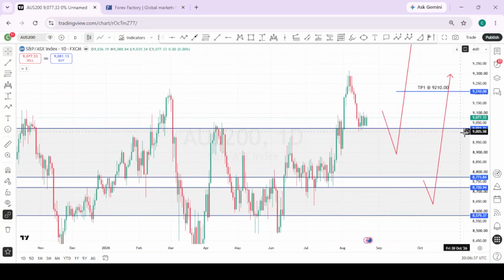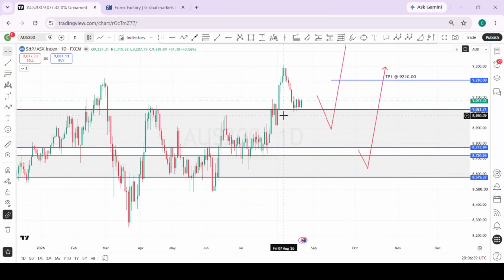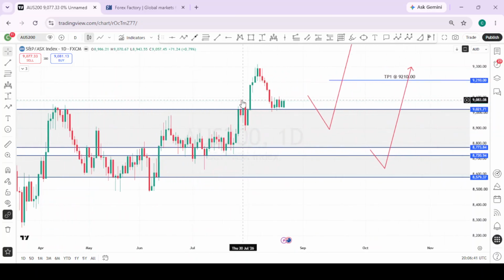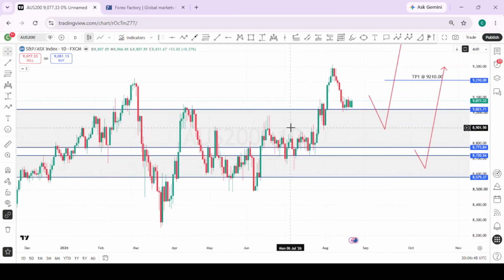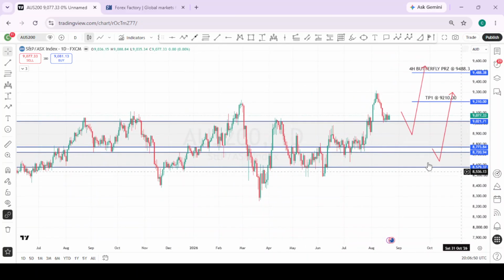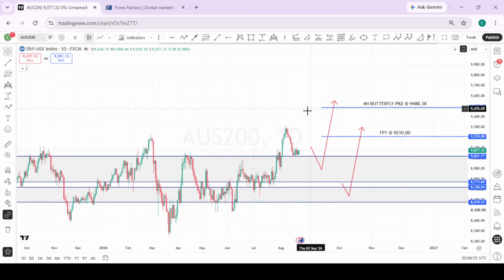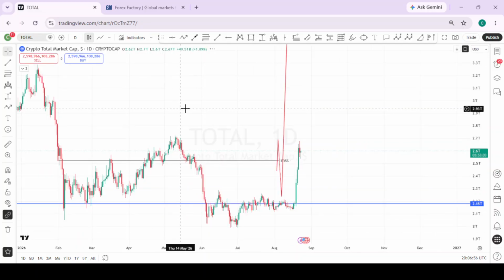This is Australia 200, and for Australia 200, we anticipated that price was going to retest this area of interest. It has retested it slightly, and we'll be patient to see how it plays out and develops. Then we can take our decisions on our long positions from that area of interest to the upside onto the various TPs we have above for Australia 200.